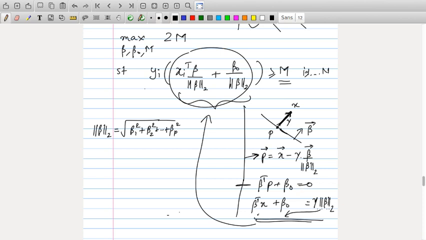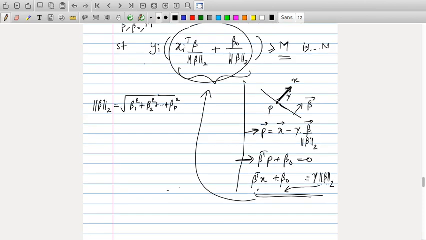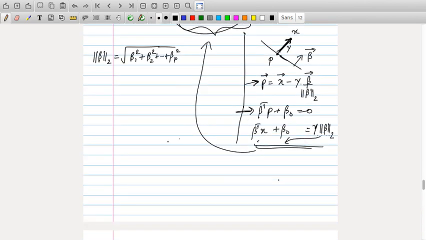Okay. That is this step. And I guess the step which I skipped was just to substitute point p, which is beta transpose x minus gamma as a scalar, beta transpose beta divided by norm of beta 2, plus beta naught is equal to 0. I just substituted the definition of p in 1 to 2, right? I just did this.